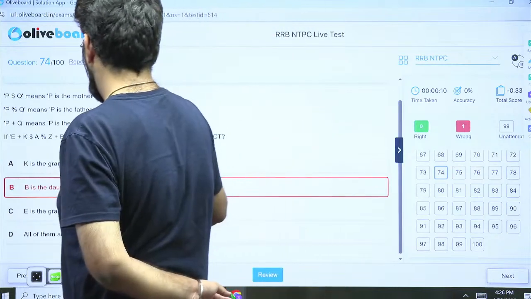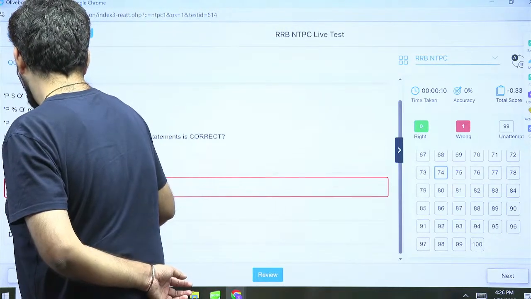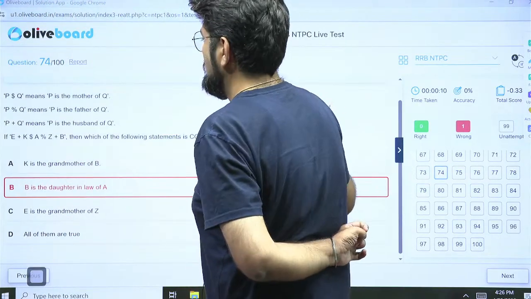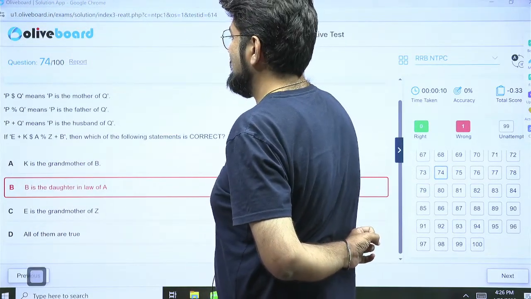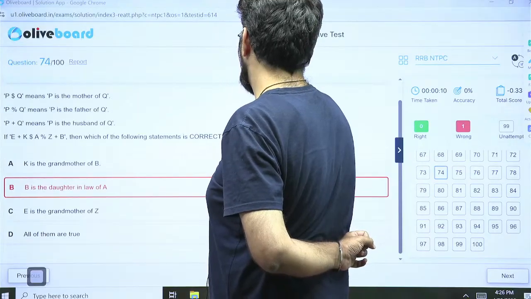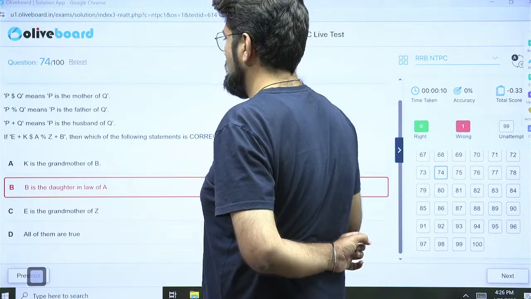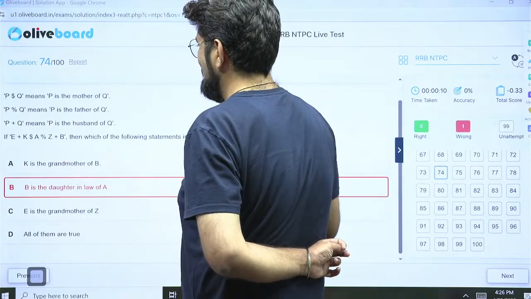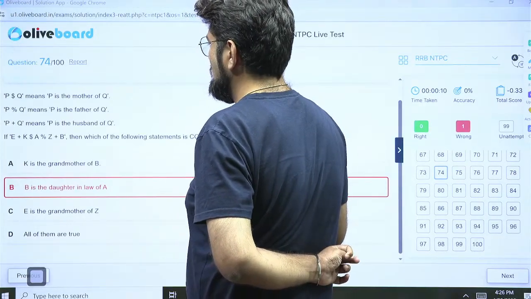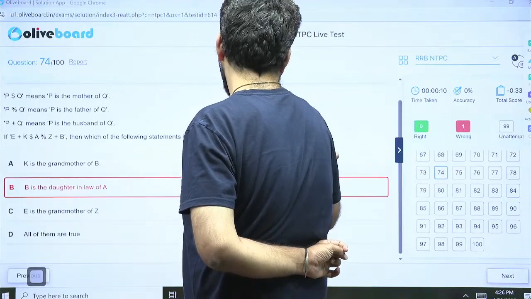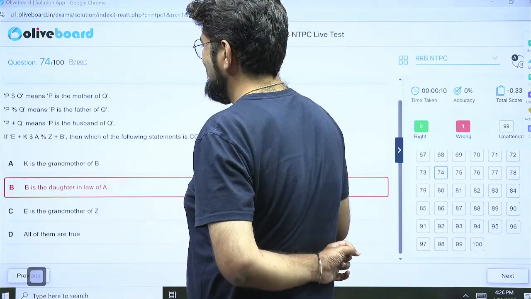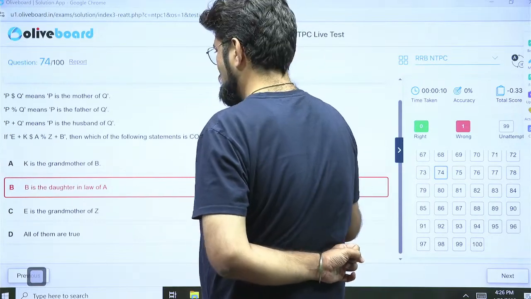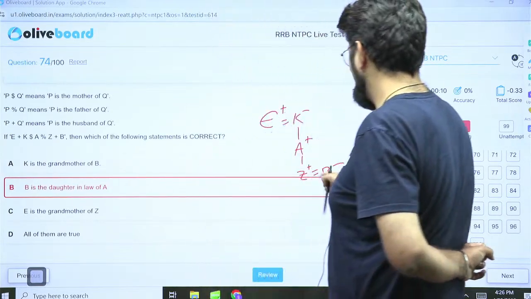Oops, what went wrong? Did we draw something wrong? Wait. I think in haste. E plus K means E is the husband of K. K dollar A means K is the mother of A. A% Z means A is the father of Z. And Z plus B means Z is the husband of B. So B is the daughter-in-law of A is absolutely right. What's wrong here?